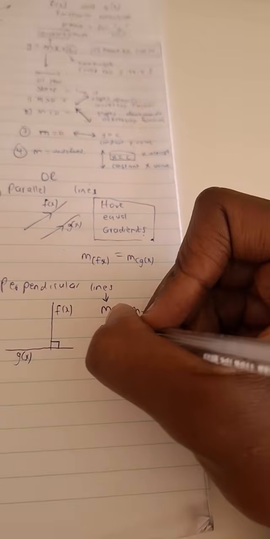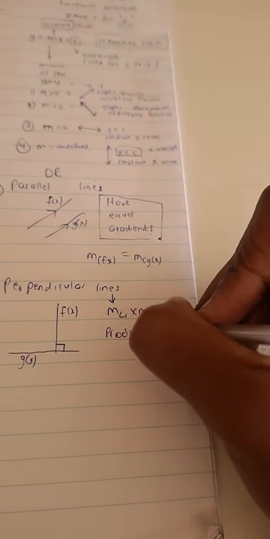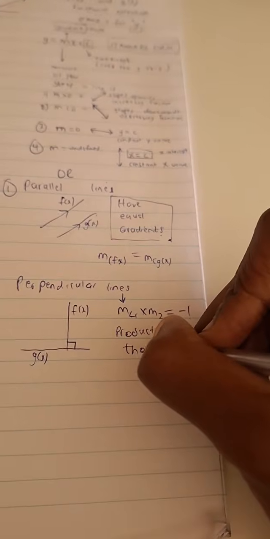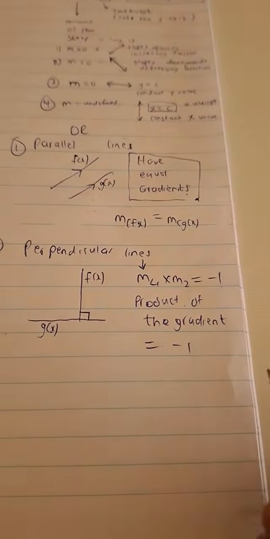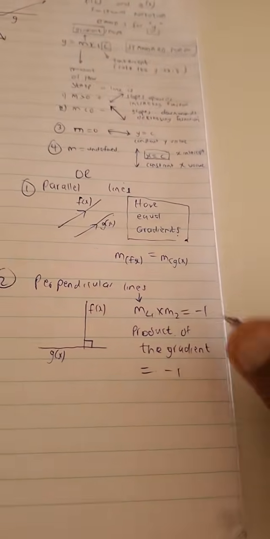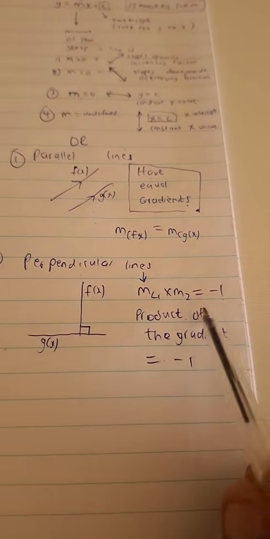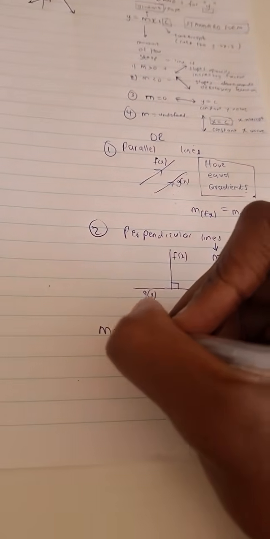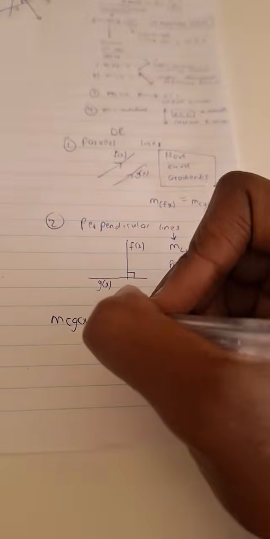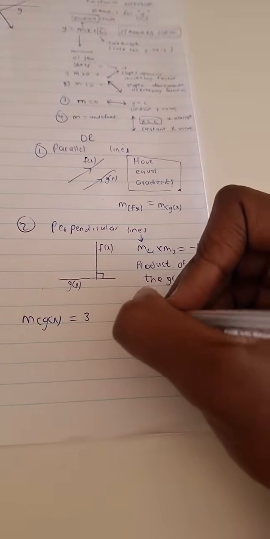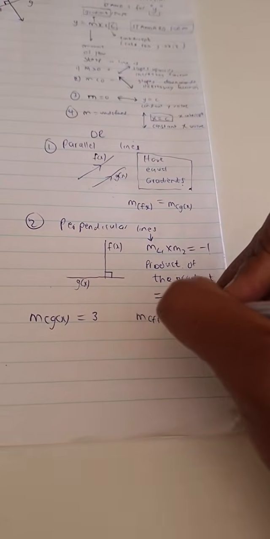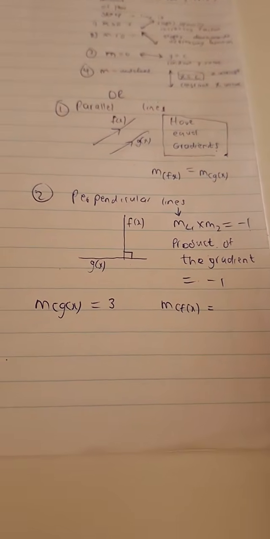The product of what? Of the gradients equals -1. Product means multiplication, right? The product of the gradients of the two lines should give us -1. Now imagine, guys, if I know that the gradient of g of x, for argument's sake, is 3, and I don't know what the gradient of f of x is.